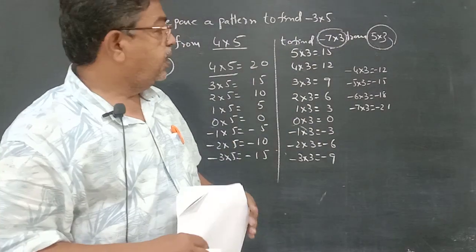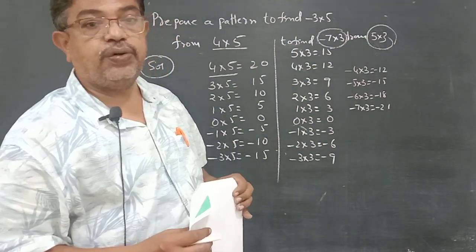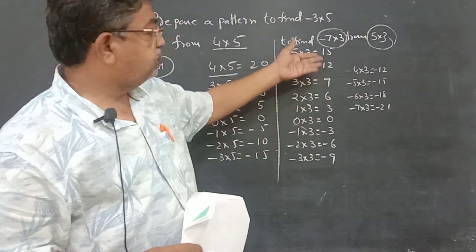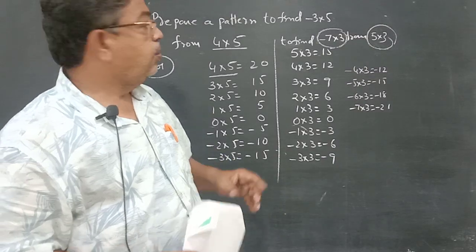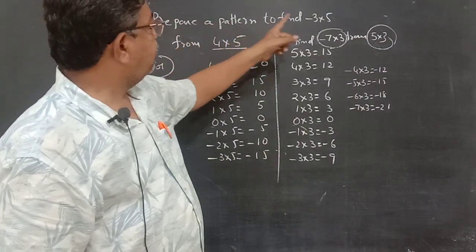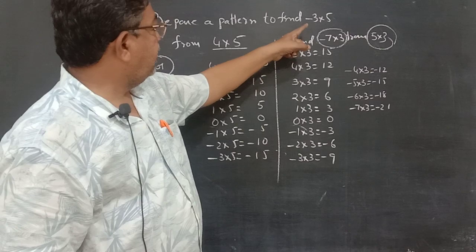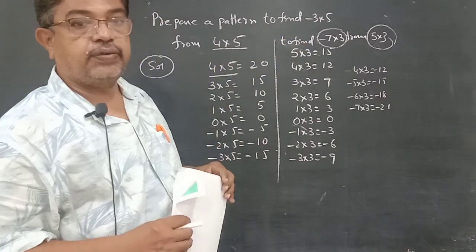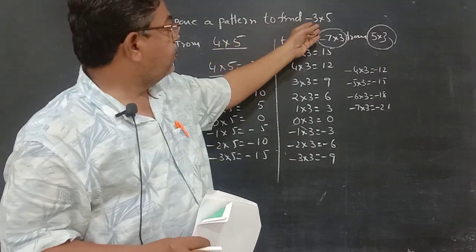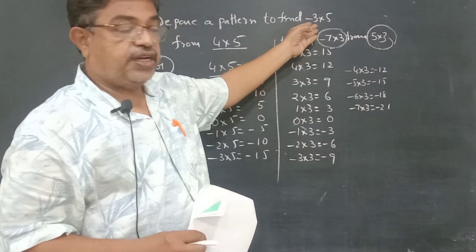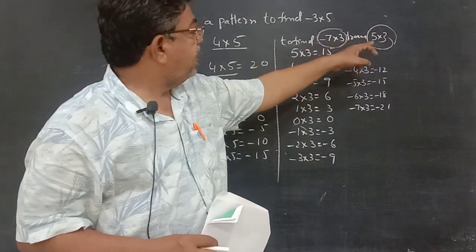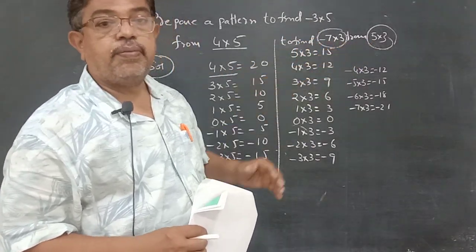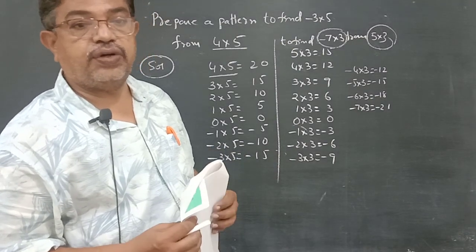So each time the value is decreased by 3 units. So like this we get the pattern. This is how we prepare a pattern to find the product from particular value to particular value. From 4 into 5 you found up to minus 3 into 5. From 5 into 3 you found up to minus 7 into 3. I think you followed this.